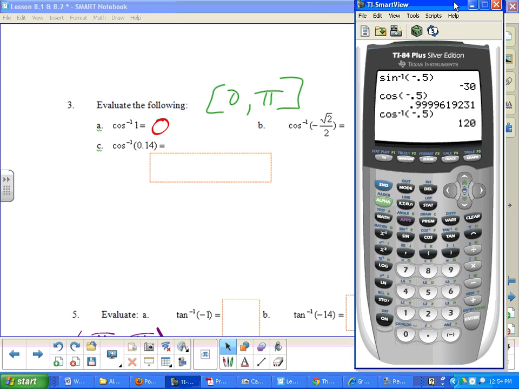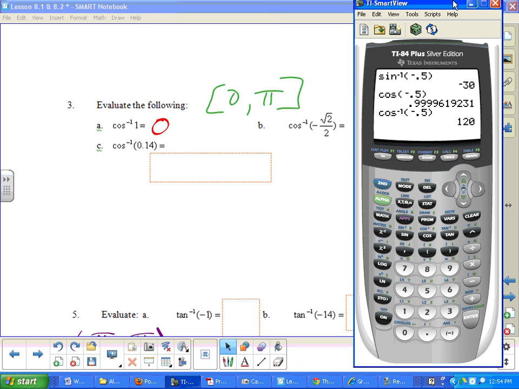Okay? And you can see I was actually working with this first hour. And I'll be doing that next hour. They're going to love me too. All right? Inverse cosine 0.14 is 1.43. That's your answer. So let's think about this just for a second.